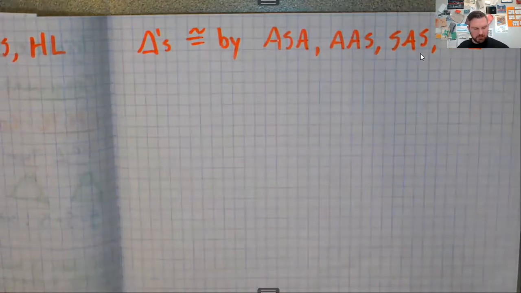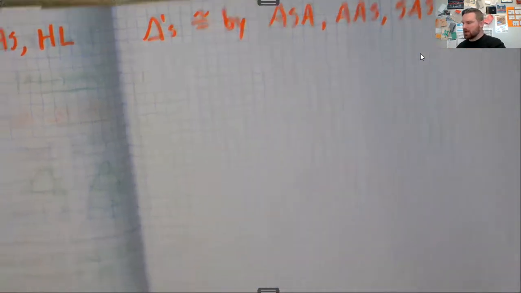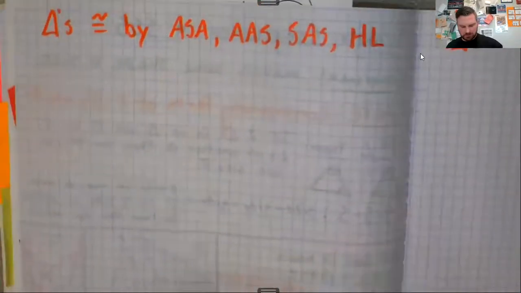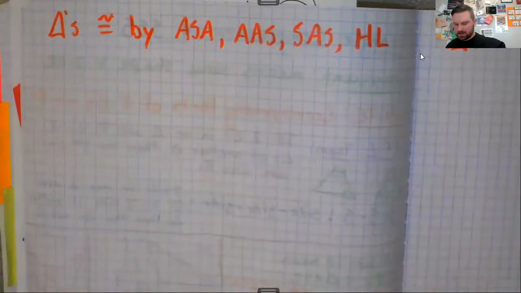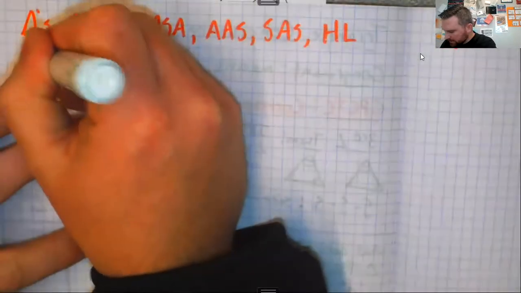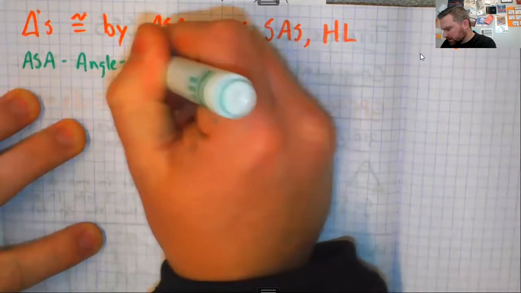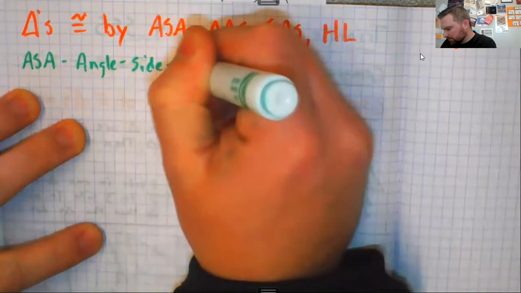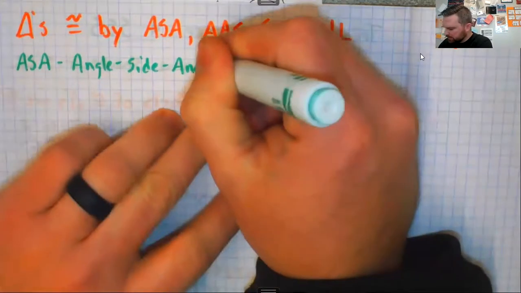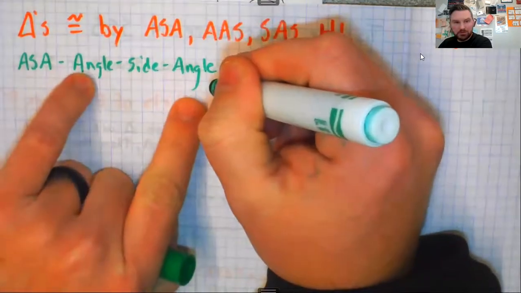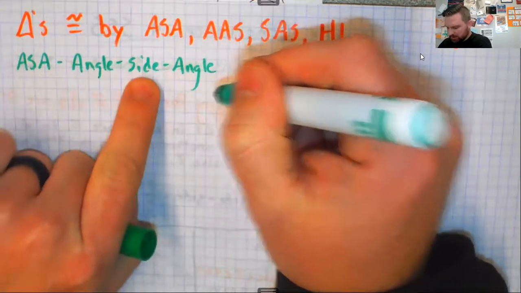Okay, the first thing I want to do is go through what each of those means and how you may use them. So let's first start off with ASA. ASA means angle, side, angle. So that's two angles and a side in between them.